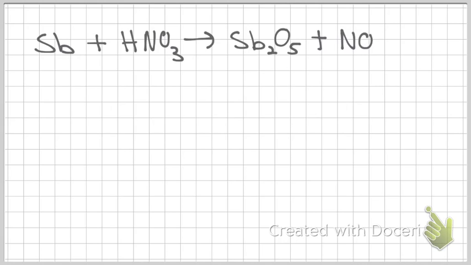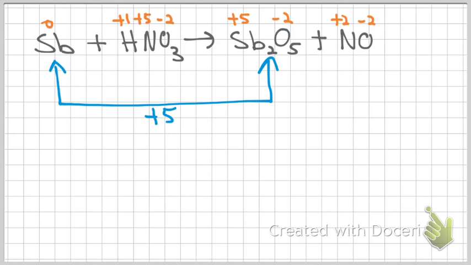Let's look at another example of a redox reaction balanced by using the oxidation number technique. Here's the reaction that we are confronted with. Once again, we go through each reactant and each product, applying the rules for assigning oxidation numbers. And then we inspect what we've come up with, and we notice that antimony is going to be oxidized and give up 5 electrons, and nitrogen is going to be reduced by 3 and gain 3 electrons.